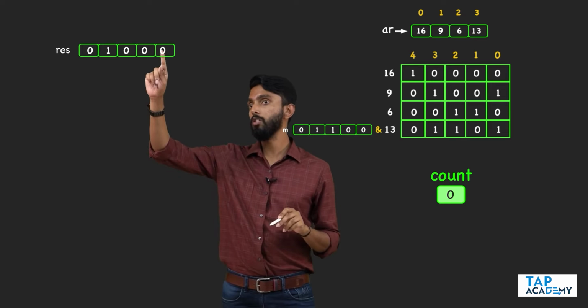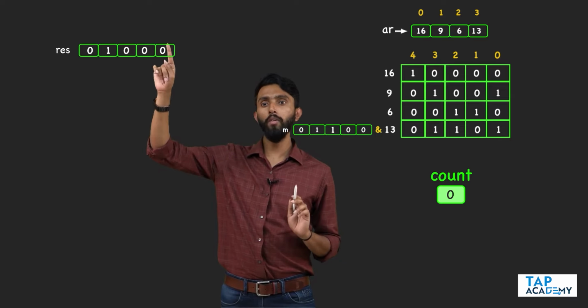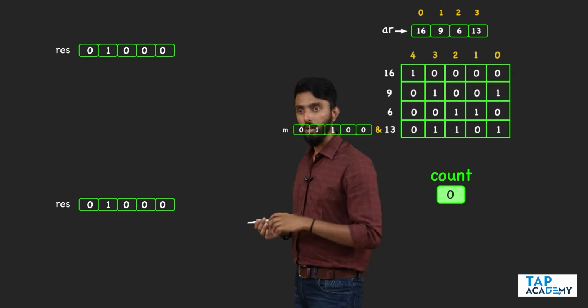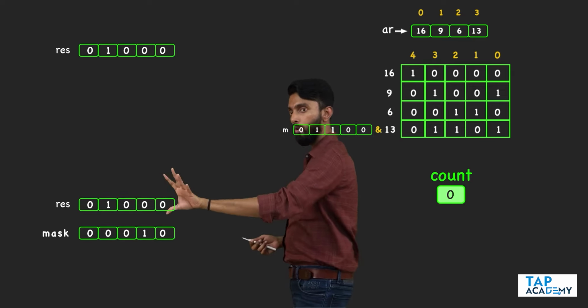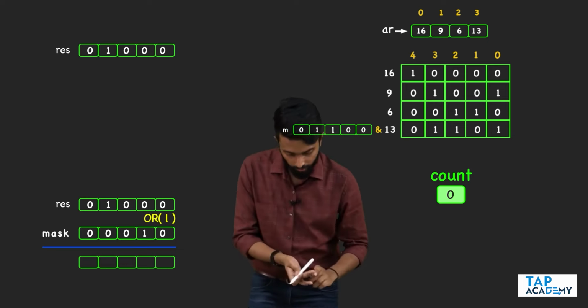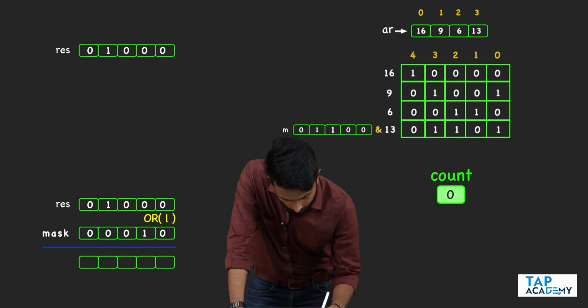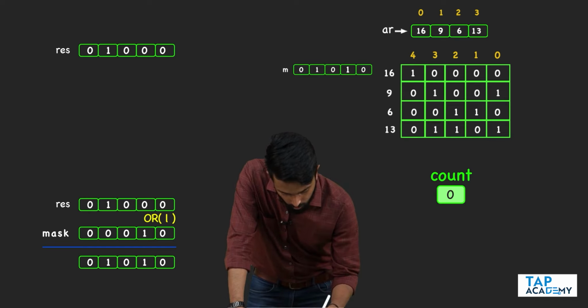Now what about this bit? Should this be set or unset is the question. So how are we going to check if this is set or unset? Simple. Take the previous value of result. Now you are checking for this bit, so make that as 1, everything else is 0. Combine both of them. If I combine both of them, obviously my mask is going to look like this. So 0, 1, 0, and this one I am checking.